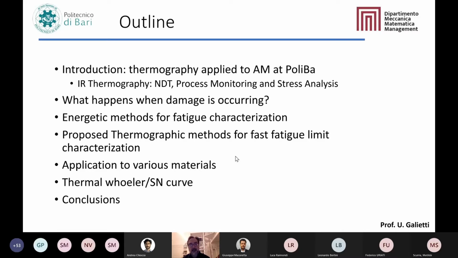Then to explain which thermographic methods are actually available to do that, and some examples of the really large application, a large number of materials of very different kinds. Then the added value, the latest added value, is the moving from the fatigue limit evaluation to the entire Wöhler SN curves. And then let's try to draw some conclusions.